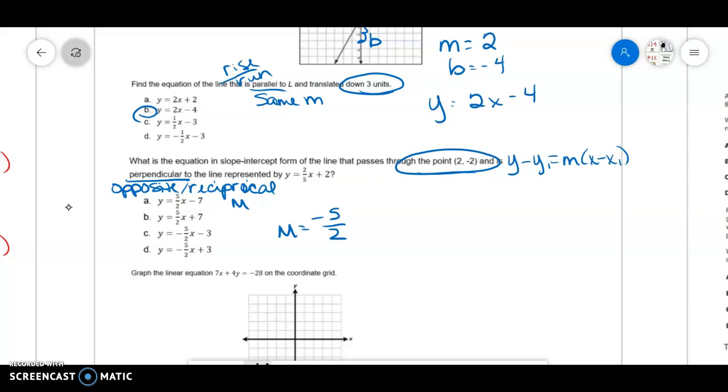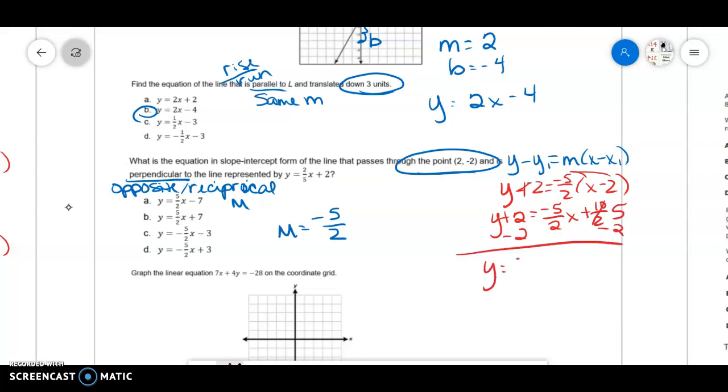So we can say y minus a -2, so that becomes a positive, equals -5/2, x minus 2. We're going to have to distribute, so I have y plus 2, -5/2 times x. A negative times a negative is a positive, and positive 10/2, which I can write as a 5. Subtract my 2, -5/2x, 5 minus 2 is in fact a positive 3.